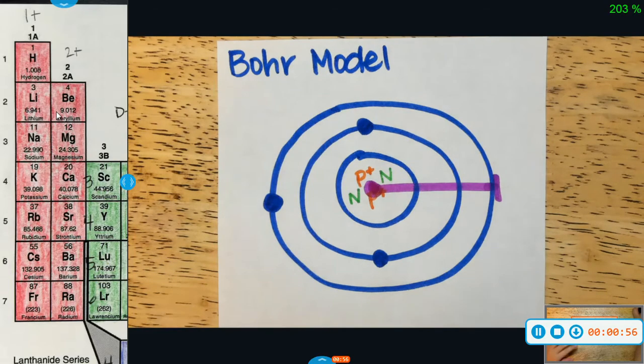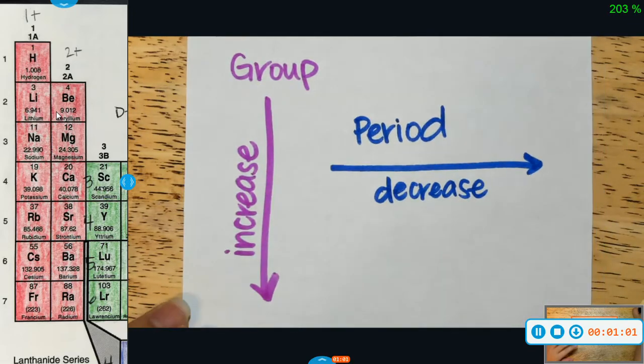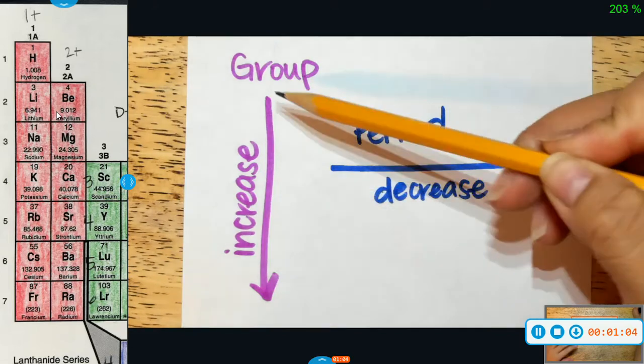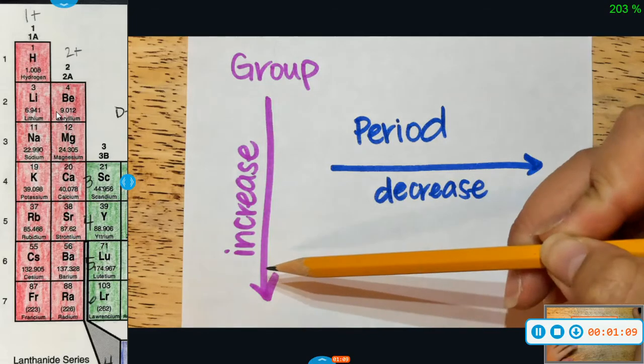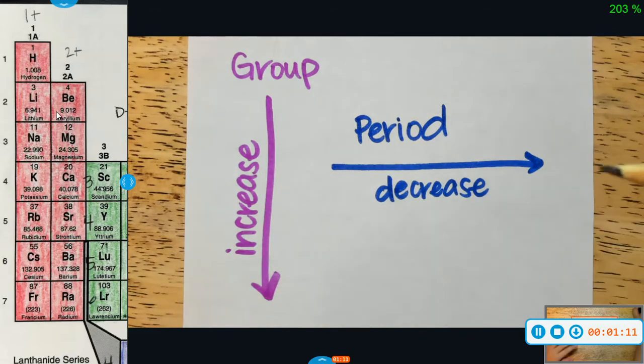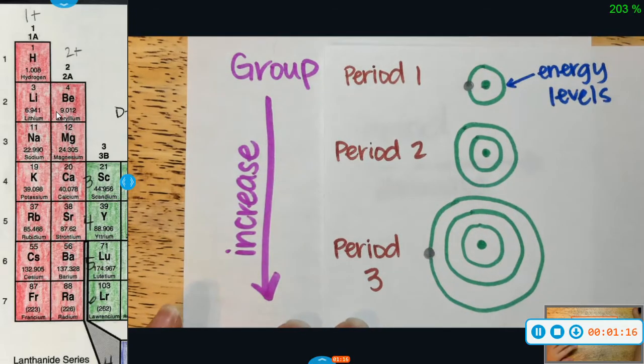As far as the group trend for atomic radius, as we go down the group, our trend is going to increase. The reason is that as we move down a group, we are adding a new row to our atom. For example, if we were an element in period 1, we would have just one shell, one outer shell, so one energy level.